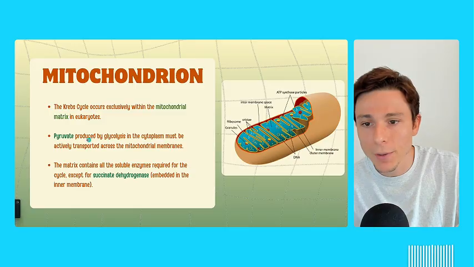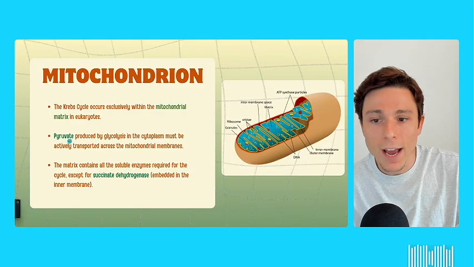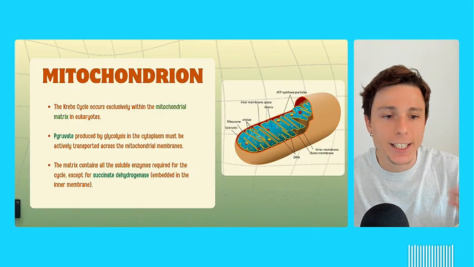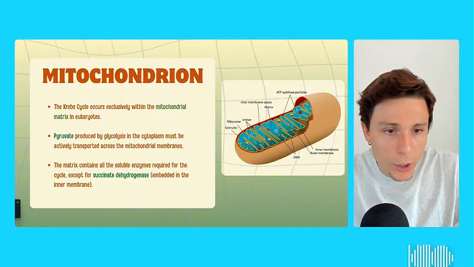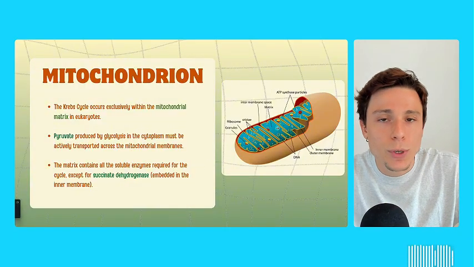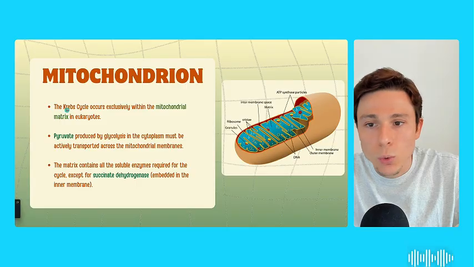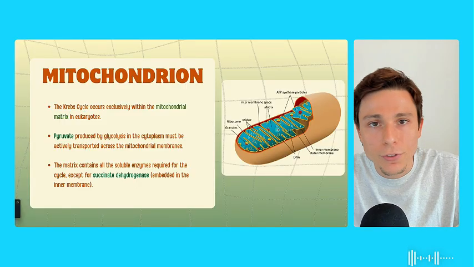When talking about the pyruvate, for example, this will have to be transported actively inside of the mitochondria. And we are going to find the enzymes and everything that is required and necessary for this Krebs cycle to happen in the matrix of the mitochondria.